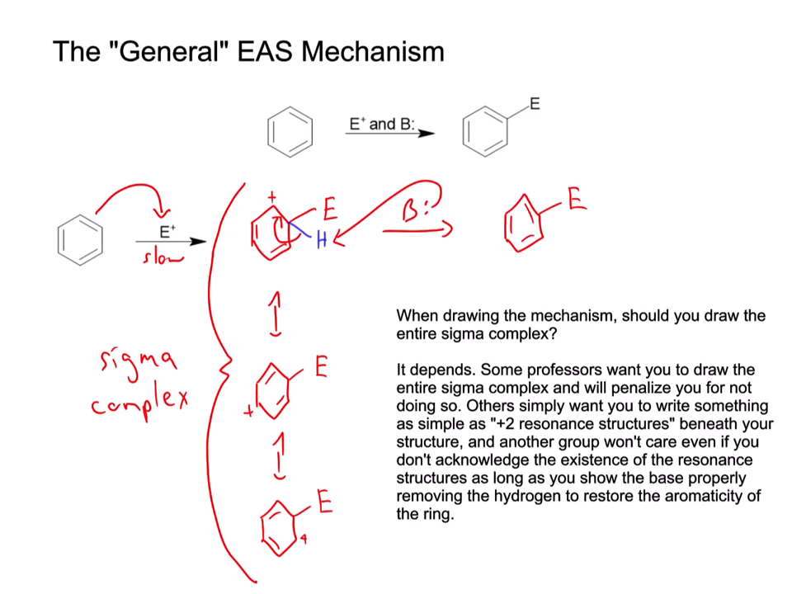Now the question may come up: when you draw this mechanism, should you draw the entire sigma complex? And of course the answer to this is, it depends. Some professors want you to draw the entire sigma complex and will penalize you for not doing so. Others simply want you to write something as simple as "+2 resonance structures" beneath your structure, just to acknowledge they exist. And another group won't care even if you pretend that there are no resonance structures, as long as you show the base properly removing the hydrogen to restore the aromaticity of the ring. So pay attention to what the expectations are in your class.